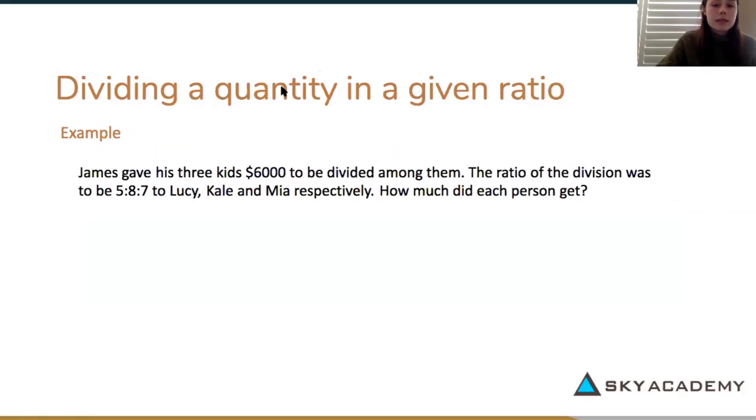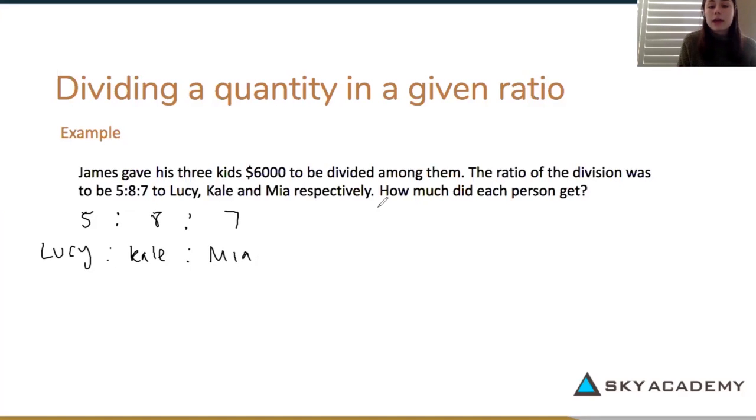So James gave his 3 kids $6,000 to be divided among them. The ratio of the division was to be 5 to 8 to 7 to Lucy, Kale, and Mia respectively. So before I even answer the question, I'm going to write down 5 to 8 to 7, and I know respectively means in the same order. So Lucy will be 5, Kale will be 8, and Mia will be 7.